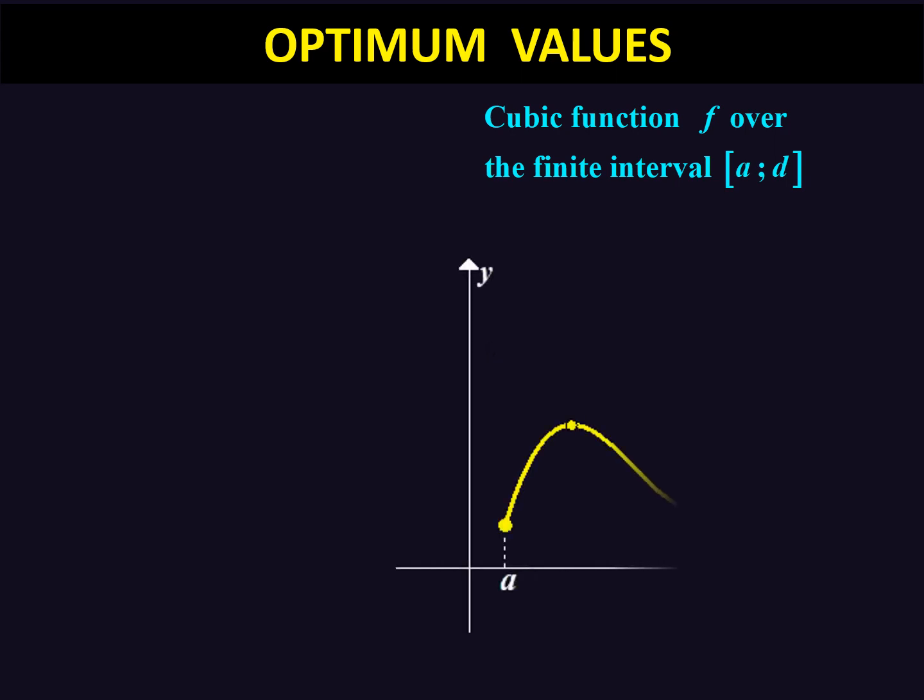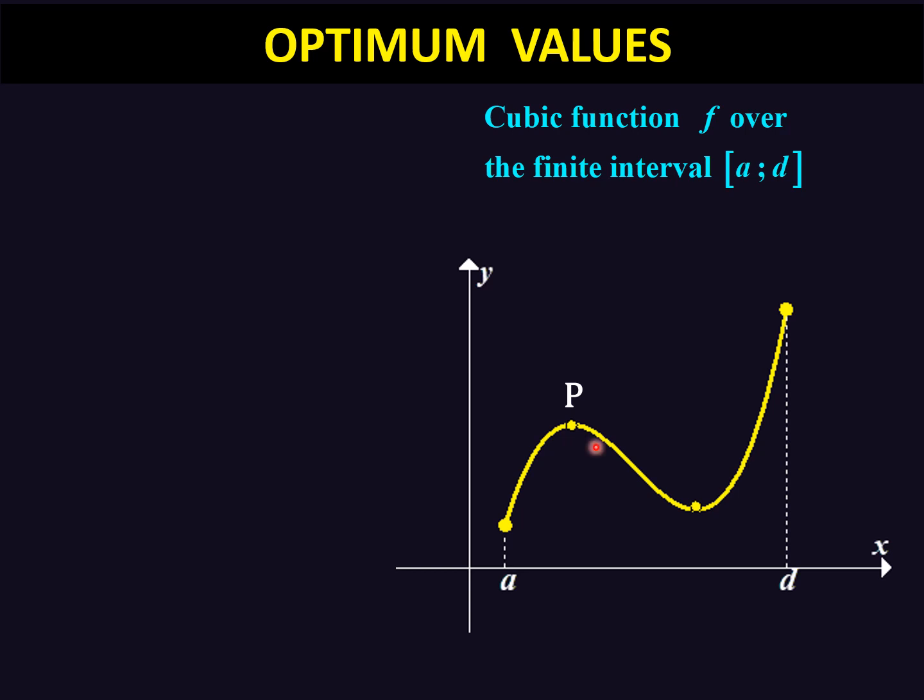Let's look at the different types of optimum values. Let's consider a cubic function f over the finite interval a to d as illustrated here. You see, finite, in other words, it has a starting and an end point, and these are fixed, it's not infinite. Now let's consider the point P.